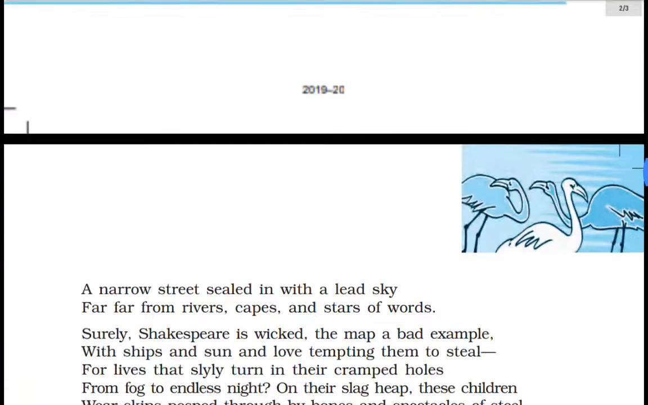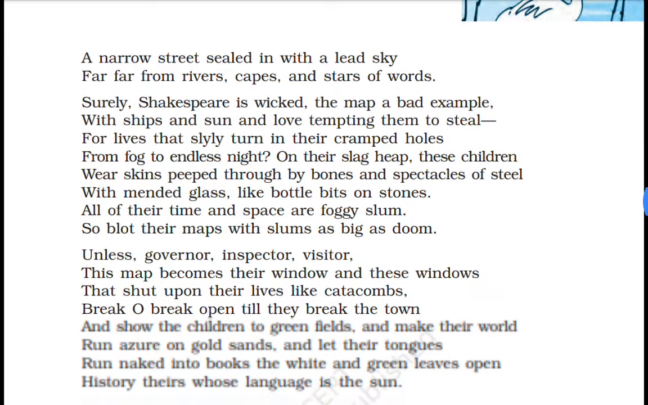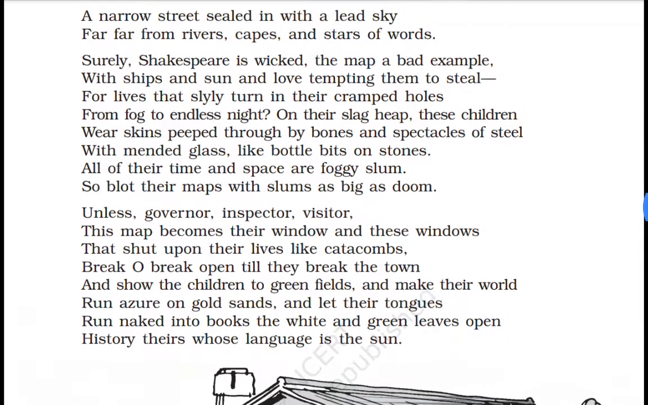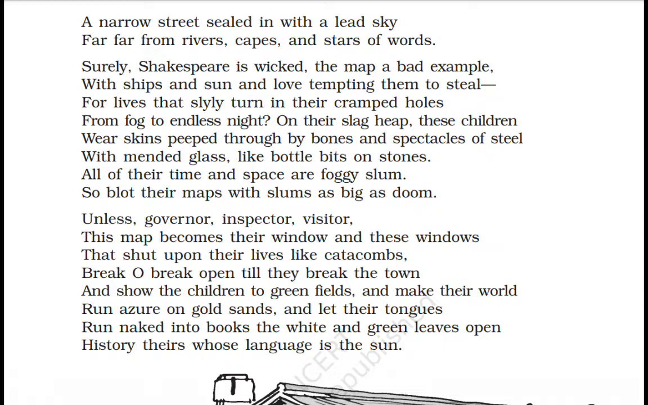So here again we can have certain questions. We have finished the poem. Let us discuss certain questions. Now if you see the last second paragraph, Shakespeare is wicked and the map is a bad example. So you could be asked why Shakespeare has been referred to as wicked and why the map is a bad example. Here you can say that both Shakespeare and the map promise a world which is far from their reach, that is out of their reach.